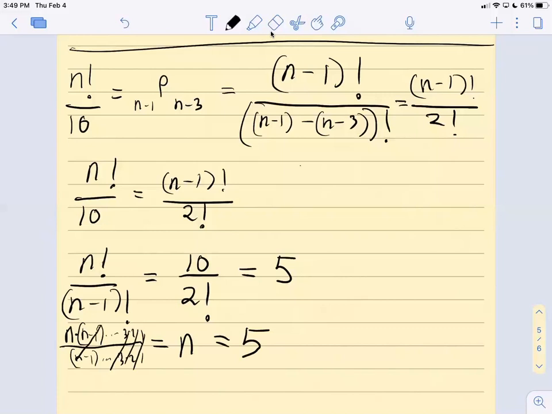Okay. That one is a bit harder. But if you can understand that, I think that's great.